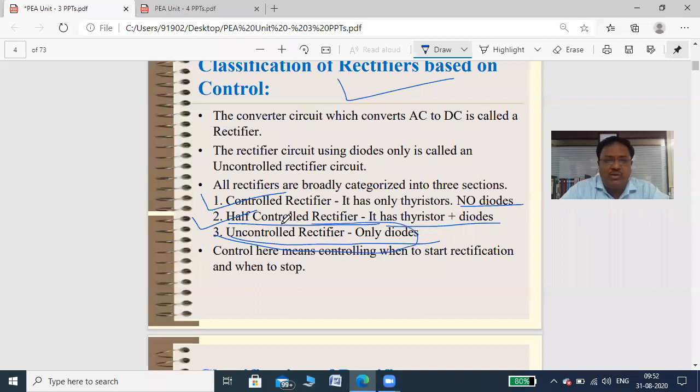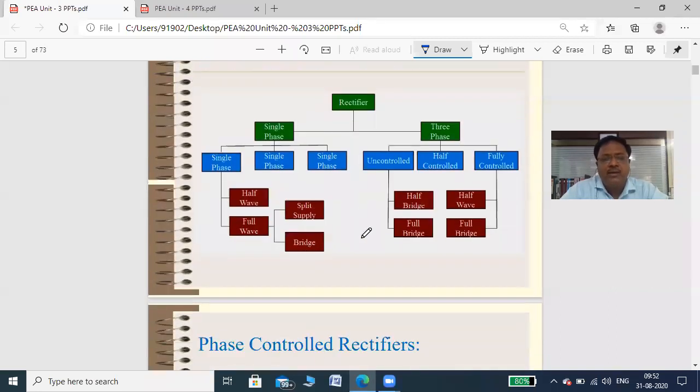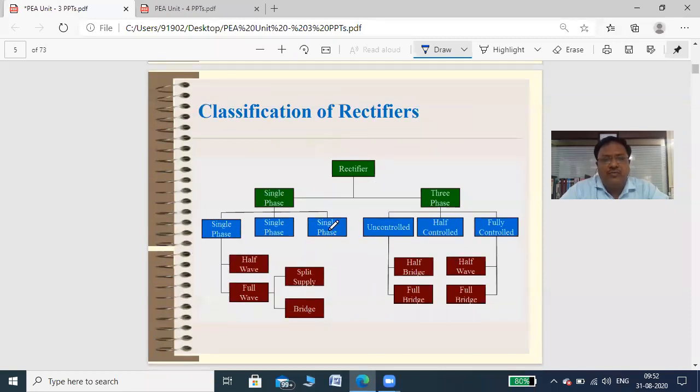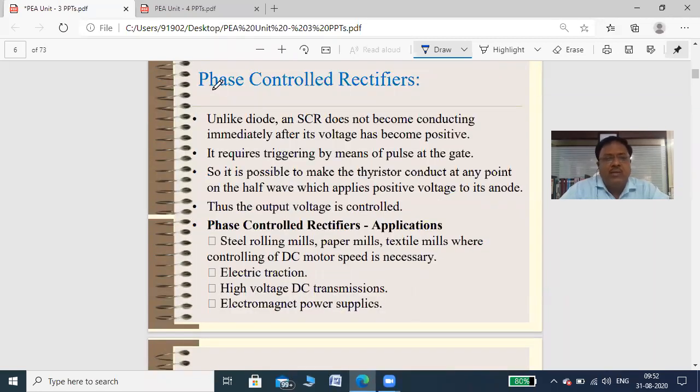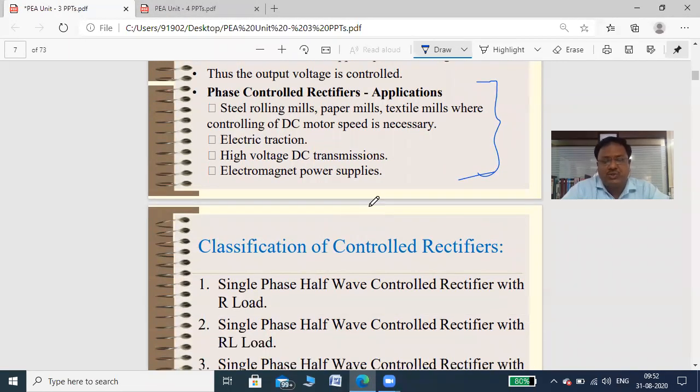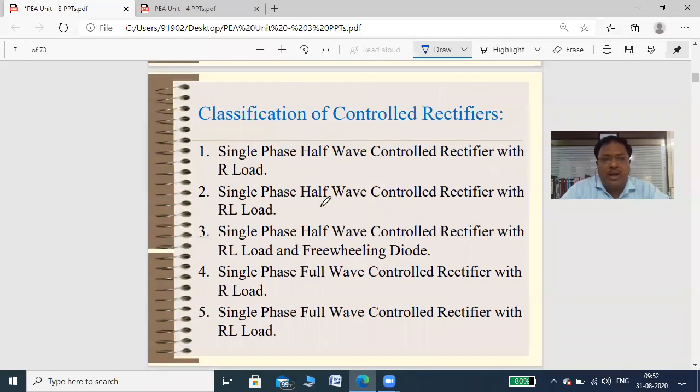Uncontrolled rectifiers we have already seen in first year or second year, that is the half wave rectifier, full wave rectifier, and bridge rectifier. The classification of these rectifiers we have already seen. These PPTs I already shared with you, so you have each and every part, right? Then phase controlled rectifiers, where the applications are given here. As I told you, we saw applications at the start of the unit, and the last part is again applications. That's why I again explain the applications of controlled rectifiers.